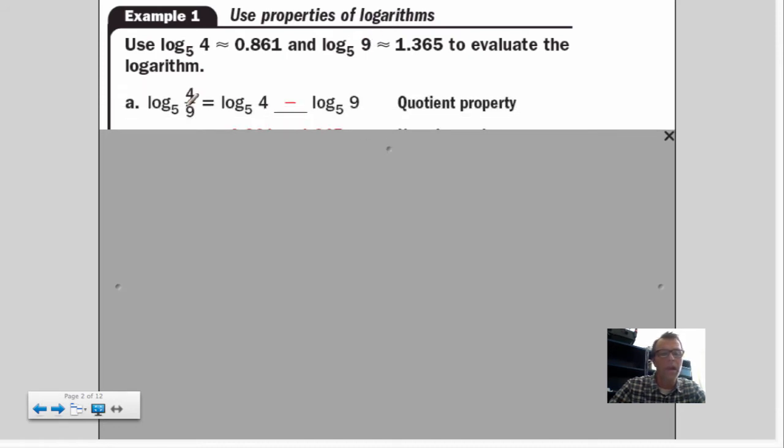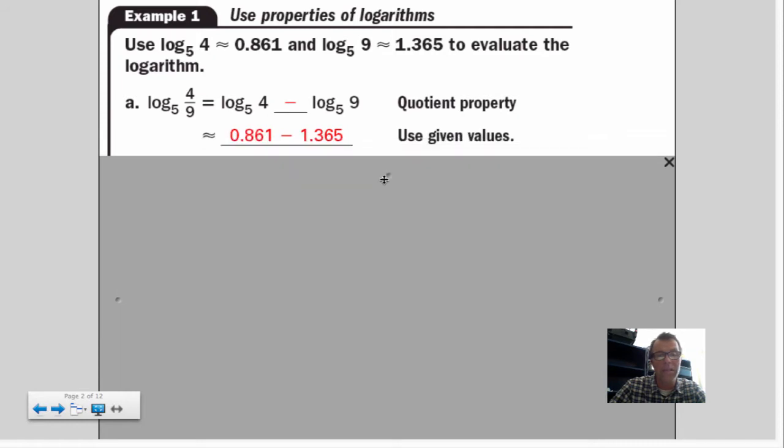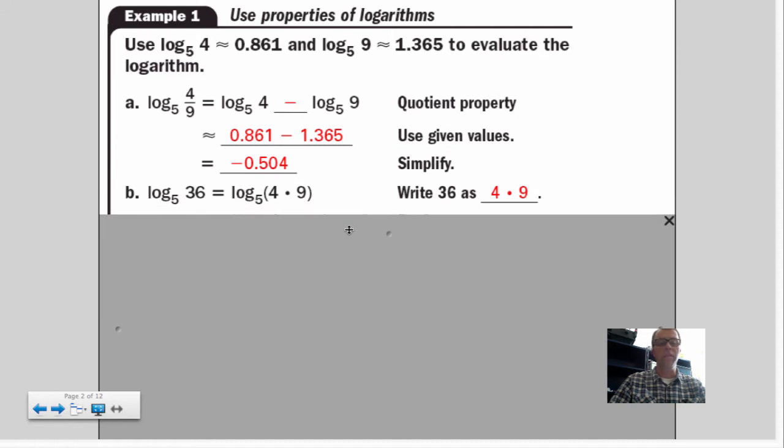If I wanted to figure out now, let's say somebody came up and said, hey, take log of 4/9 base 5. You would say, oh, I could take this value, right? I could take log of 4 minus log of 9. So I'd use the quotient property to pull that apart. And then I could just subtract 1.36 from 0.861. Again, it's an exercise to hopefully get you to apply the quotient rule.